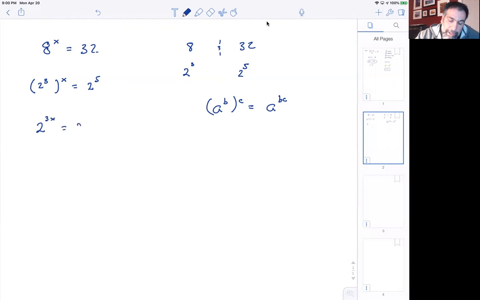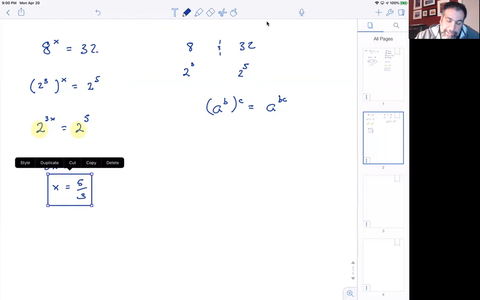And on the other side, I'm going to get 2 to the fifth. Now I've got common bases. If the two bases are equal, then the exponents must also be equal. So this is going to reduce down to 3x equals 5. And that tells me that x is equal to 5 thirds. So our final answer here is 5 thirds.